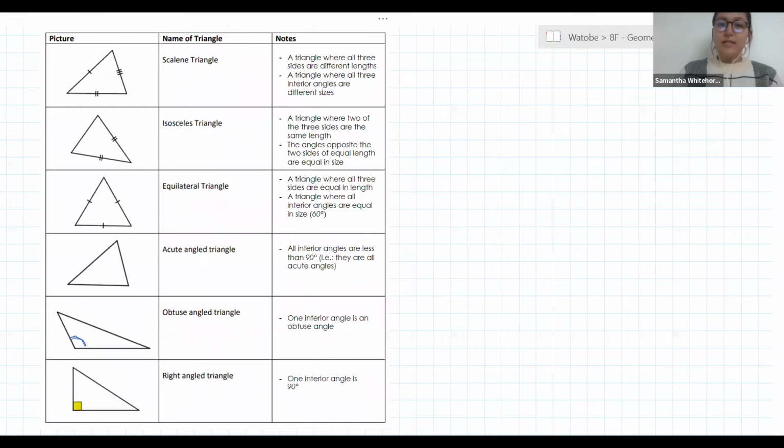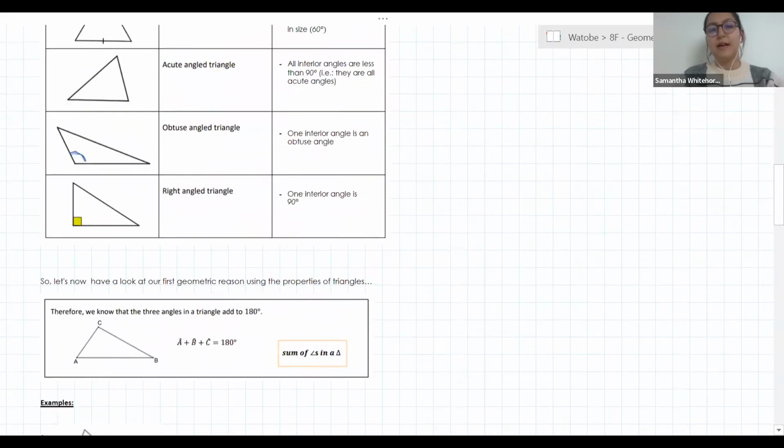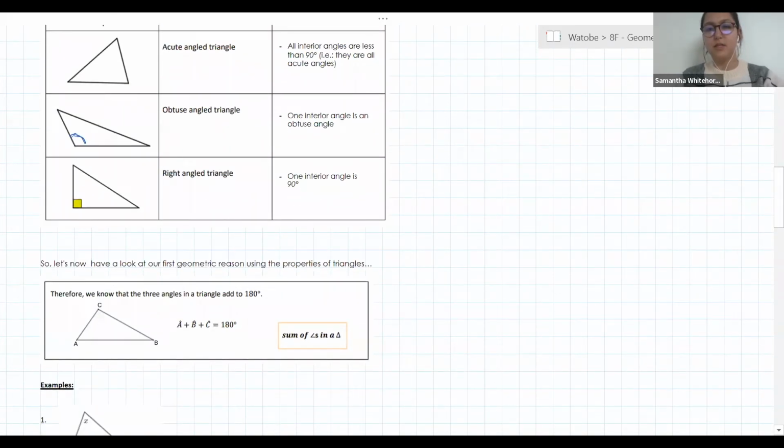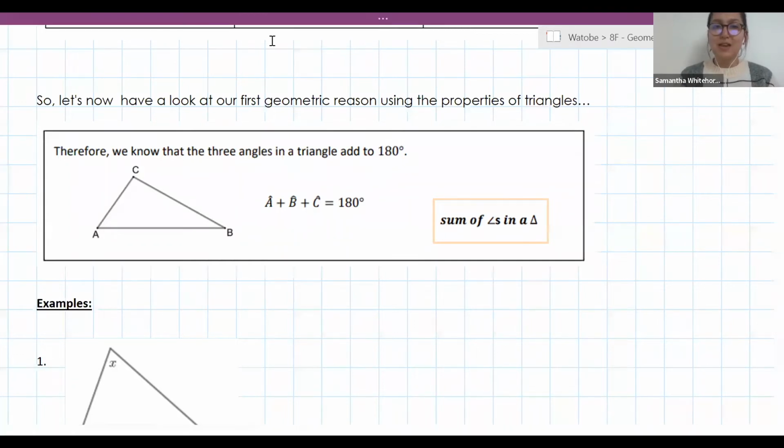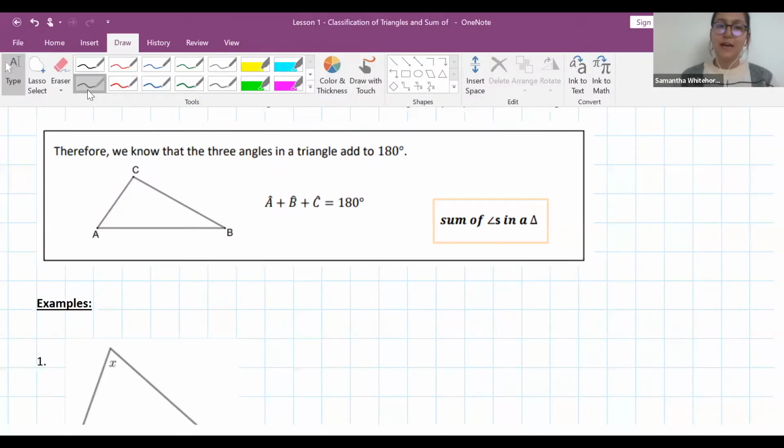Alrighty, guys, so let us have a look at our very first reason that we're going to use in triangles. So the first reason we're going to chat about is sum of angles in a triangle. Now, basically what this means is that any triangle that you work with, scalene, obtuse, right angle, any triangle, when you add all three of the interior angles together, they should add up to 180 degrees.